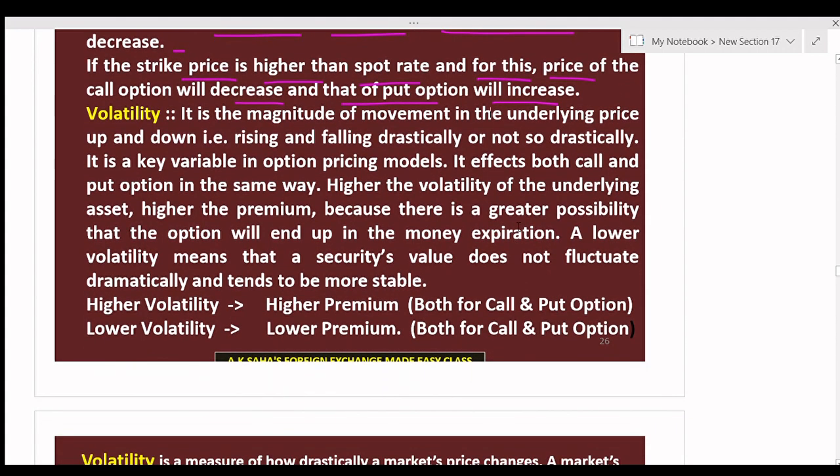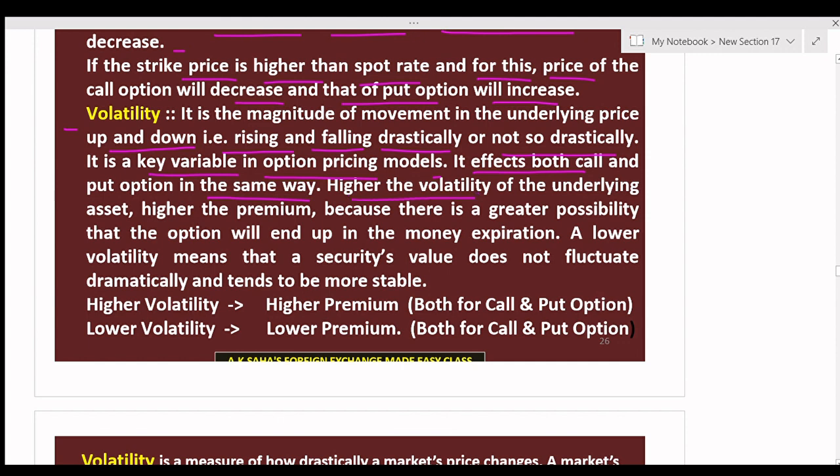Now comes volatility. It is the magnitude of movement in the underlying price up and down, that is rising and falling drastically or not so drastically. If it is drastic, it is called higher volatility, and if it is not so drastic, it is called lower volatility. It is a key variable in the option pricing model. It affects both call and put options in the same way.